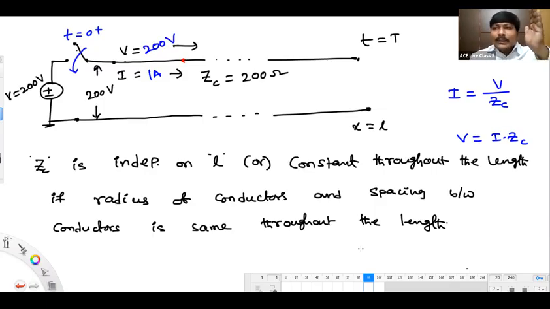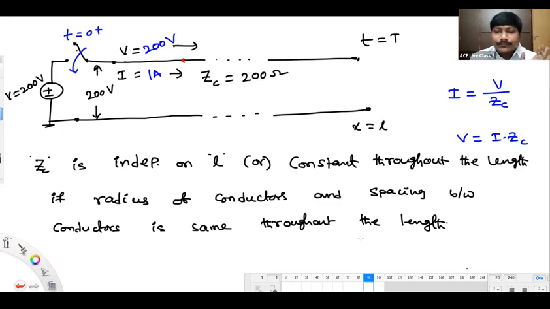After closing the switch at time t equals 0 plus, voltage V and current I equal to 1 ampere. Without any change, these voltage and currents are developed throughout the length of the line up to the receiving end side. Why? ZC is the same throughout the length of the line. That's the reason you are not getting any change in the voltage and currents. Means there is no change in the value of the characteristic impedance of the medium. Characteristic impedance remains the same throughout the length of the line. That's the reason voltage and currents developing are the same throughout the length of the line in the first propagation.